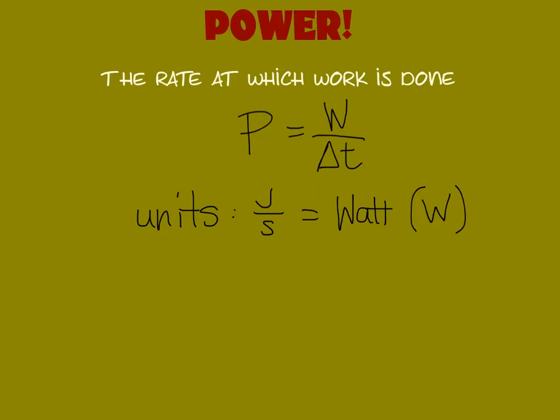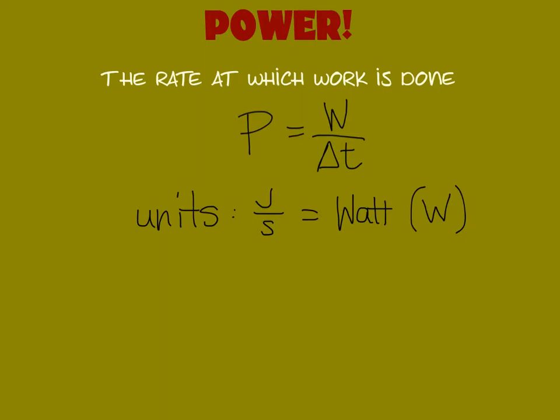Now this equation gives us the average rate at which work is done, or the average power. But we can also find the instantaneous power. Remember that word instantaneous, when we had velocity or acceleration, meant at a specific point in time. So we can do that by transforming this equation a little bit in the following way.